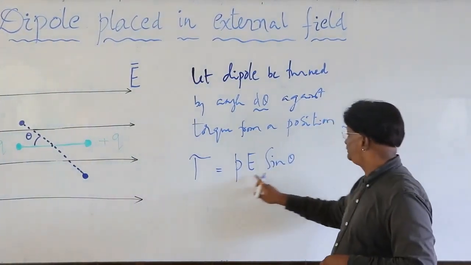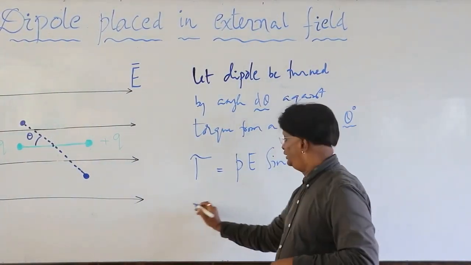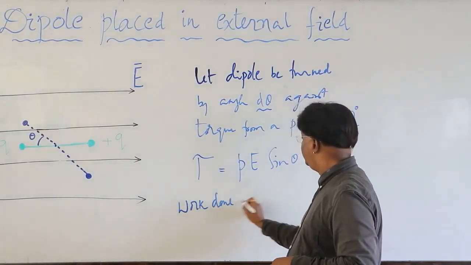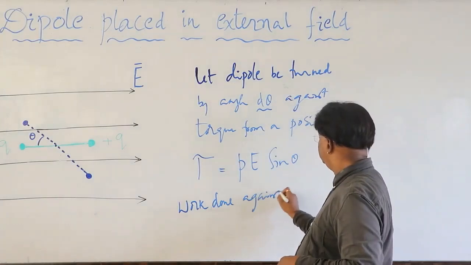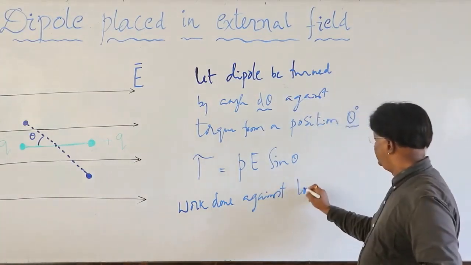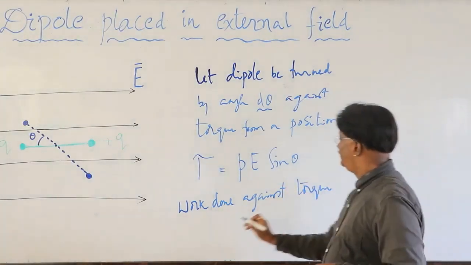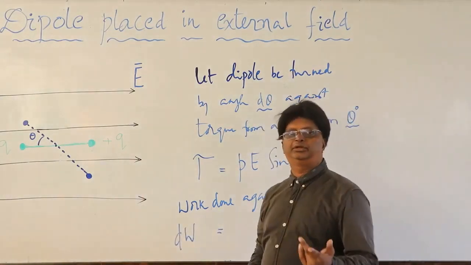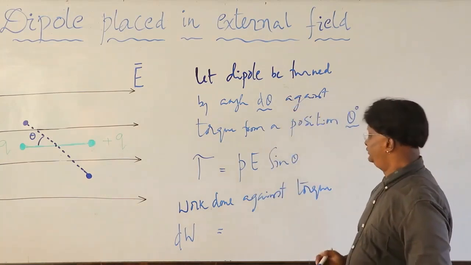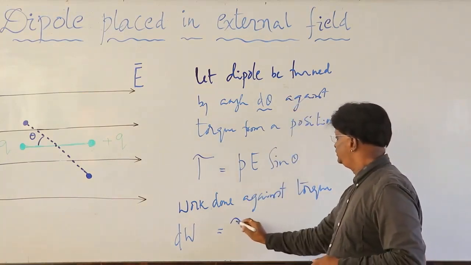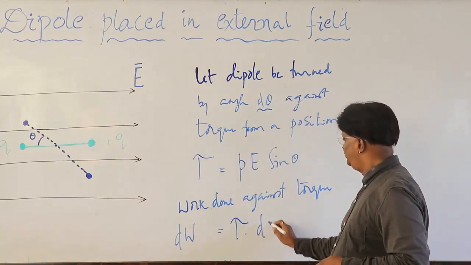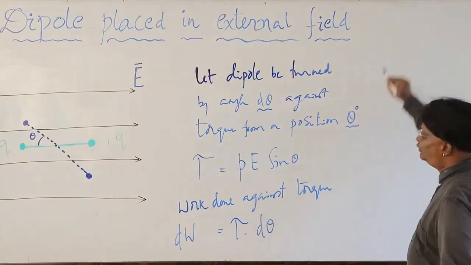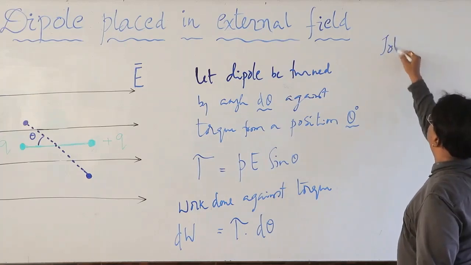Now tau is equal to PE sin theta. Work done against torque, we will now write it as dW. It is a small work done for this small rotation. dW is tau times d theta. Therefore, now we are calculating total work done.